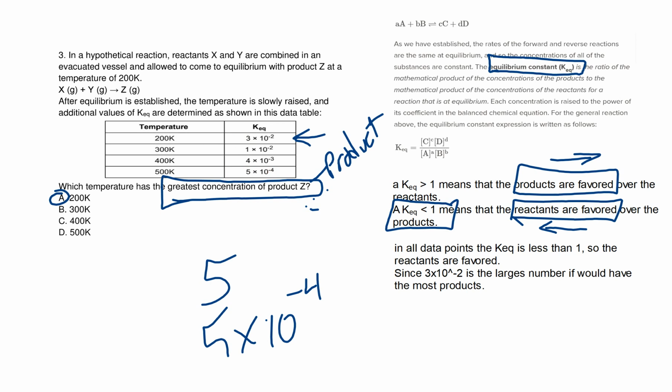All right, and so what we're going to do is take this knowledge right here, and say, hey, if I want the greatest concentration of product Z, and Z is a product, then I need the equilibrium constant with the largest number, that's closest to 1. And the one that's closest to 1 is at 200 Kelvin. So that's the answer, okay?